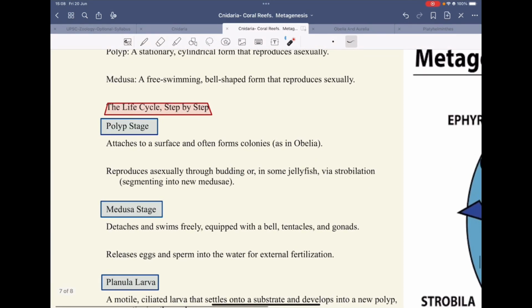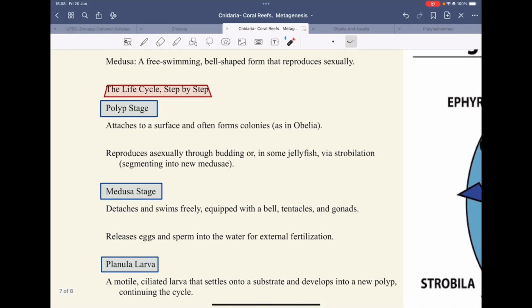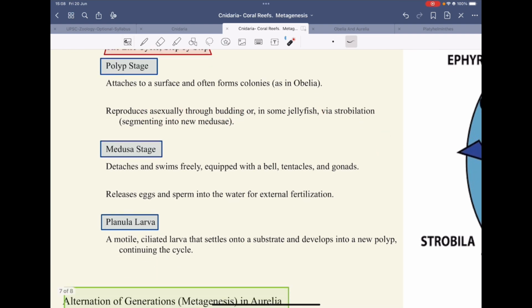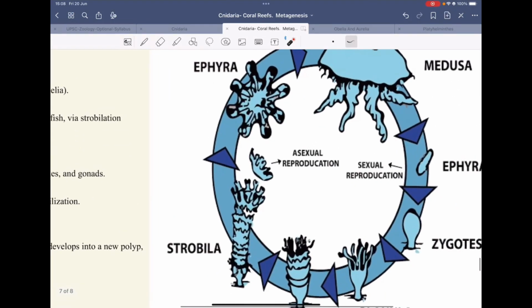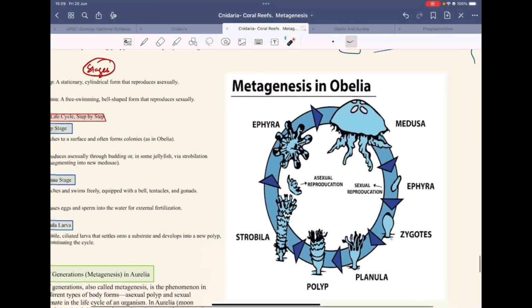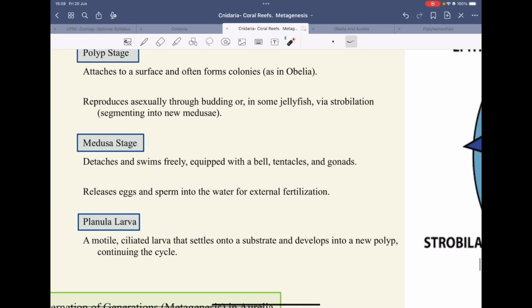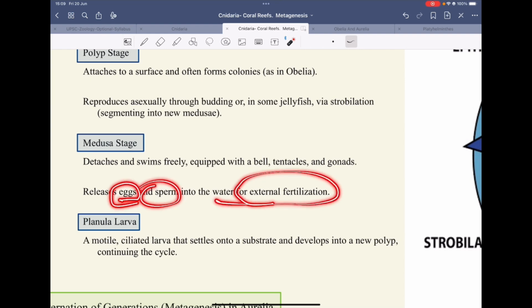So the life cycle: first there is this polyp stage that attaches to the surface and it often forms a colony, as in Obelia. It reproduces asexually through budding, and in some jellyfish strobilation takes place. Then segments are formed, and these segments develop into medusae. In the medusa stage, the medusa detaches from the polyp. It is equipped with the bell, tentacles, and gonads, and they release eggs and sperm into the water for external fertilization.